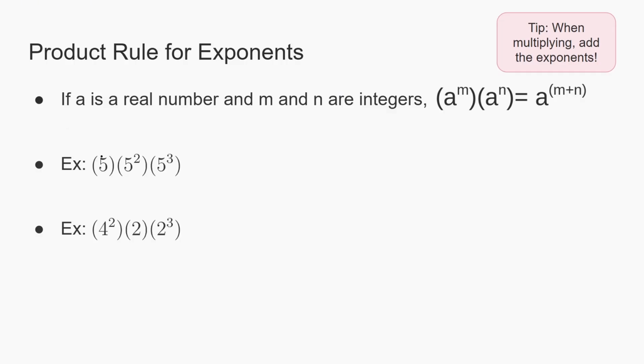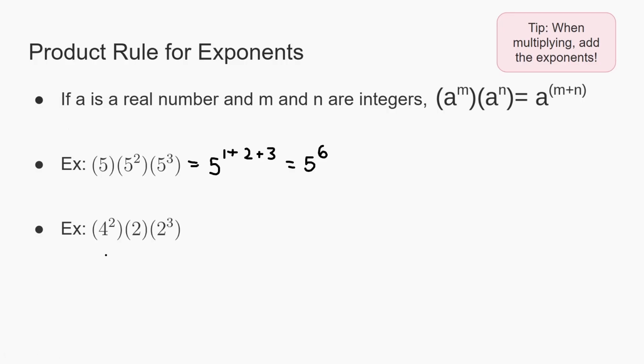So in this case, we have 5 times 5 to the 2nd power times 5 to the 3rd power. In this case, we add it up, so it's going to be 5 to the power of, this is implied to be a 1 here, so 1 plus 2 plus 3. So this gives us 5 to the 6th power.